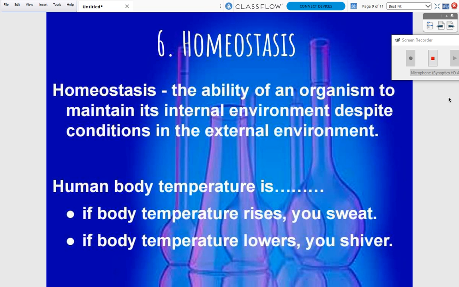We respond to outside temperatures. If it's hot outside, we sweat. If it's cold outside, we'll shiver. And that is our bodies trying to maintain homeostasis. We're trying to maintain that internal environment despite what's happening outside.